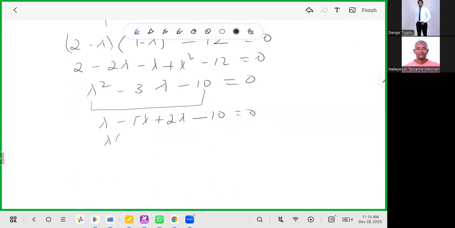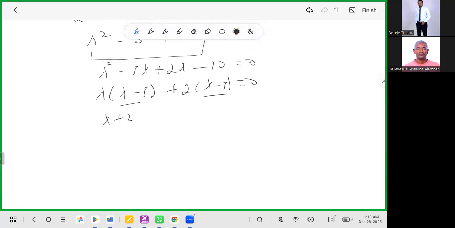So lambda into lambda minus 5 lambda. Sorry, lambda square is okay. We can take now lambda into lambda minus 5 here plus 2 into lambda minus 5 here, which is equal to 0. So we have lambda minus 5 common. So lambda plus 2 into lambda minus 5, which is equal to 0.